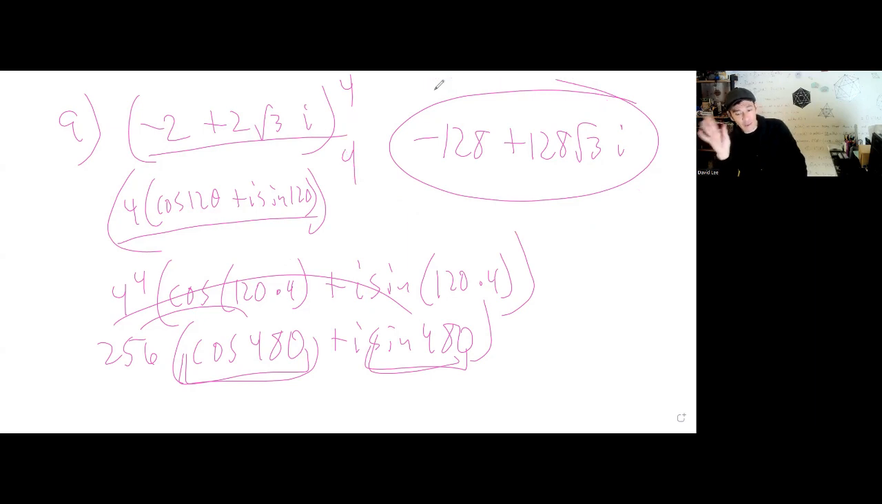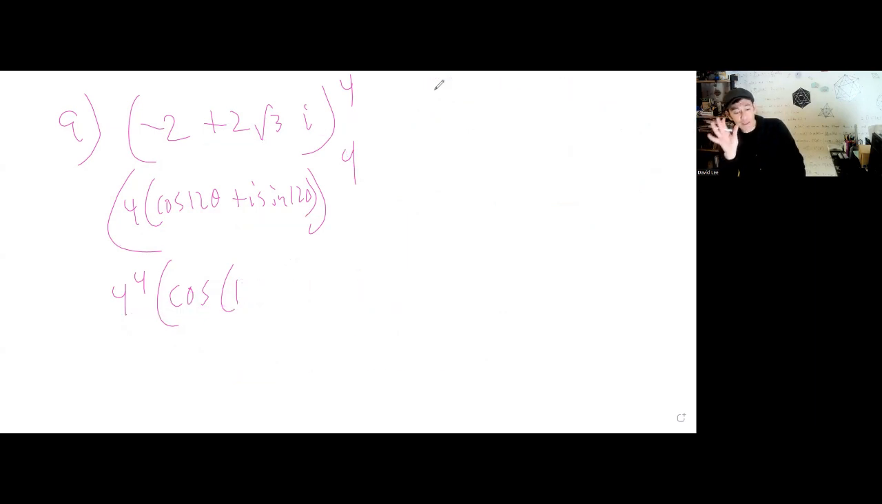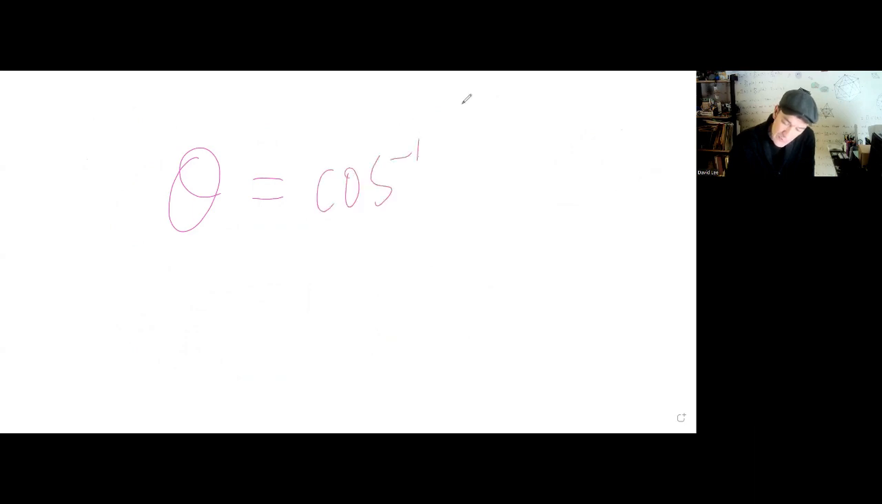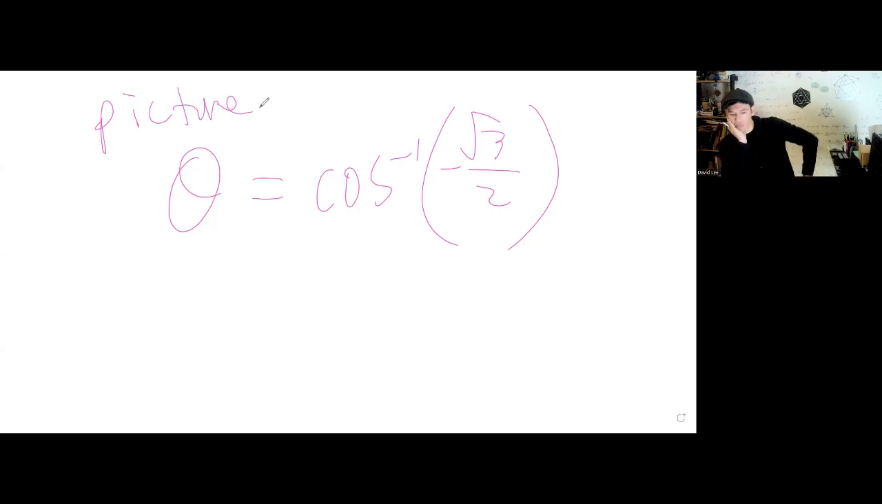So the last thing I want to just throw at you is this. What do you do if you see something like this on your homework, on a midterm, on a test? What happens if you see something like, let's say, theta equals cosine inverse of, how about square root 3 over 2? Let's go negative. What if I asked you to make a picture of this? Which quadrant are you in?